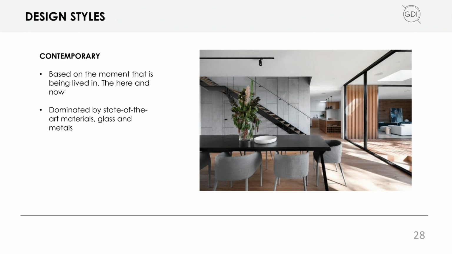One thing that you should take note of as an interior designer is that contemporary design does not contain any extra element. Rather, it is carefully chosen based on functionality. It is dominated by state-of-the-art materials, glass, and metals.